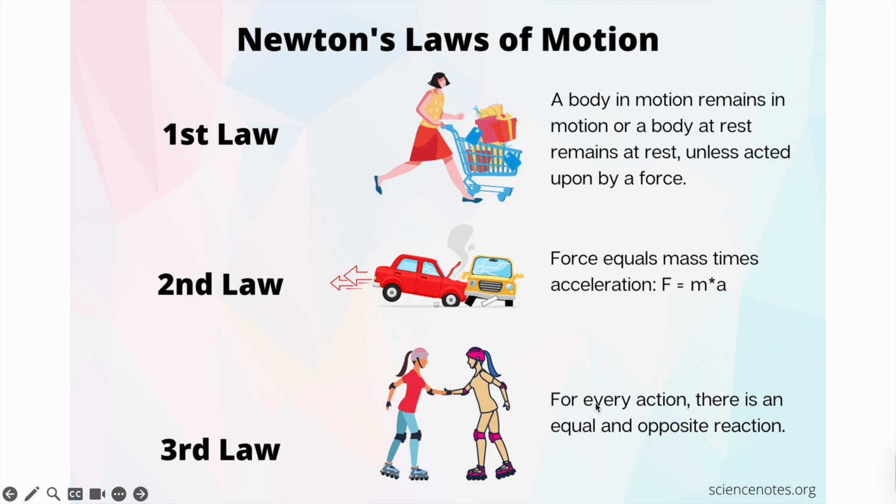Lastly, the third law. For every action, there is an equal and opposite reaction. What does this mean? This means that for everything you do, there is an opposite force applied. So if we look at these two ladies with the roller skates, if this lady in tan pushes the lady in red, guess what? This lady in red is going to move backwards, and so is this lady in tan. Why? Because yes, she pushed this lady in red, but at the same time, this lady in red also pushes her back.